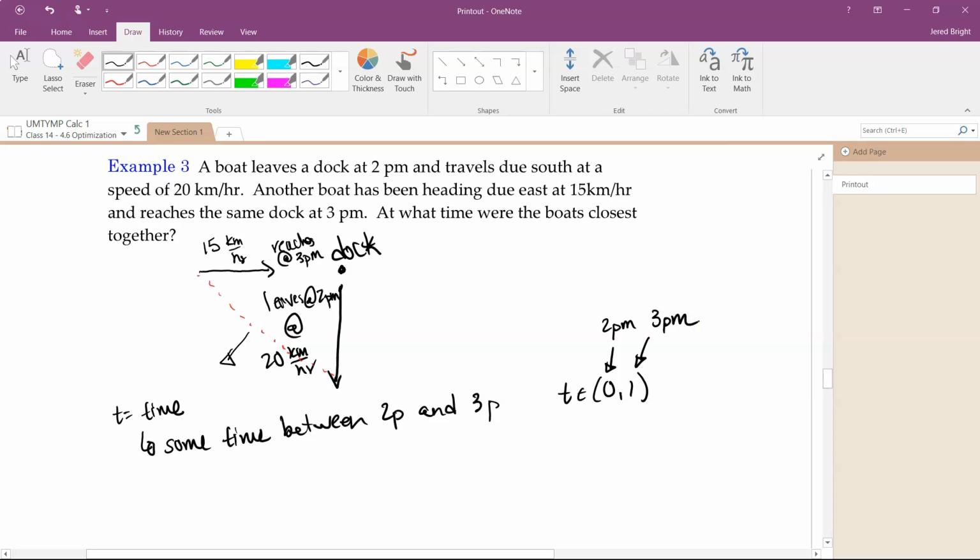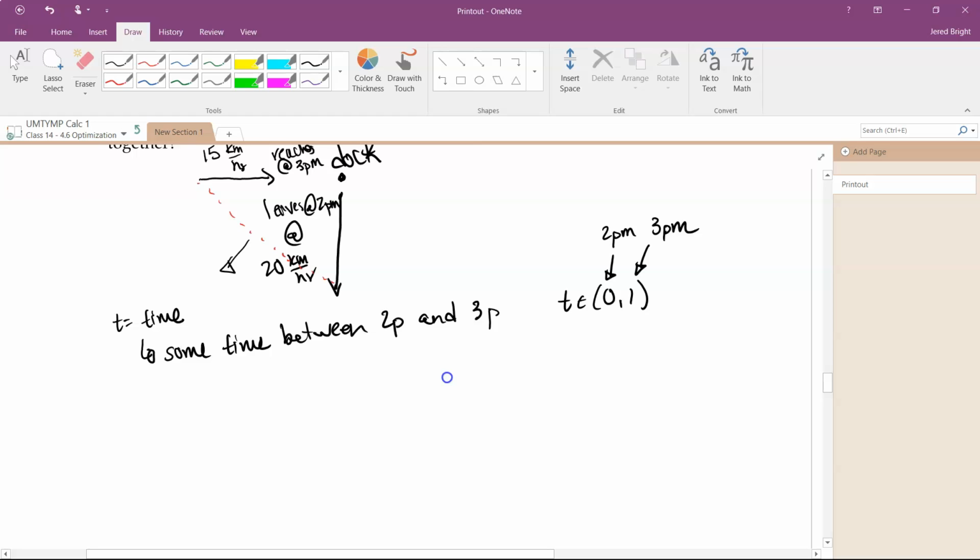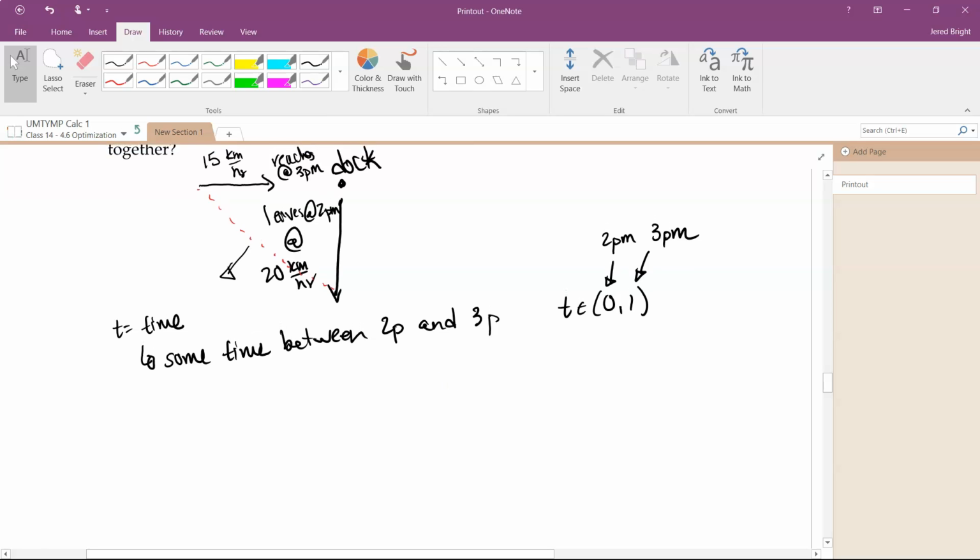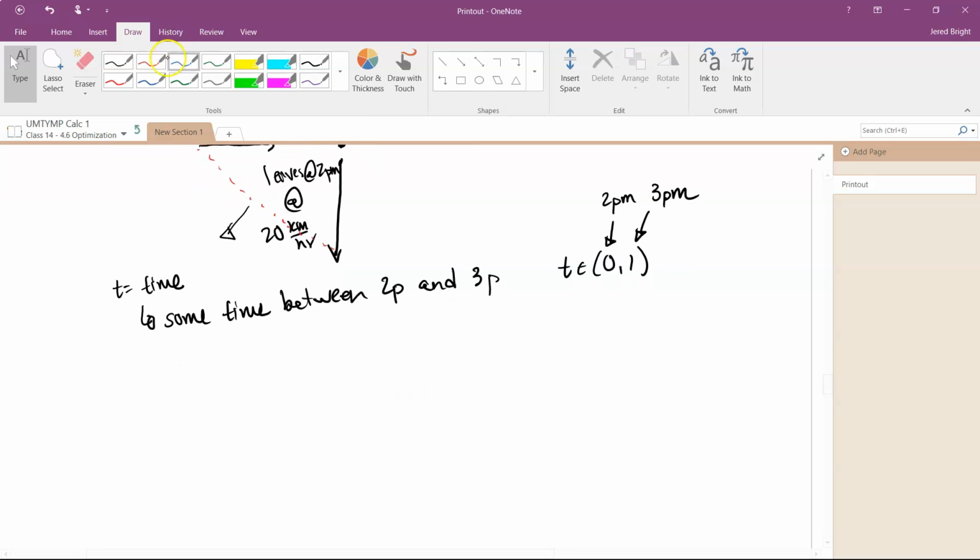Okay, so how does that translate into our exercise here? Well, we do have the triangle. So I'm just going to say, here's the dock, and there's the other boat. We want to look at the distance between them. This is x and this is y, right? But if we think about it carefully, we're actually going to be representing x and y in terms of time.